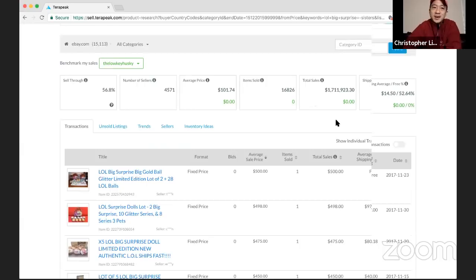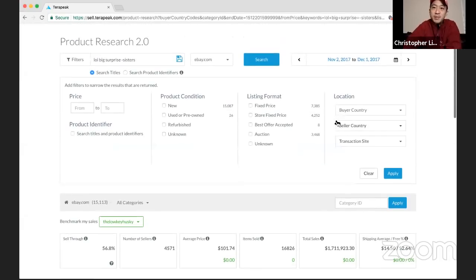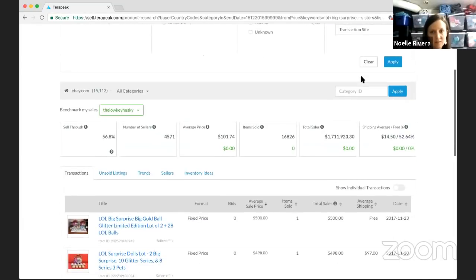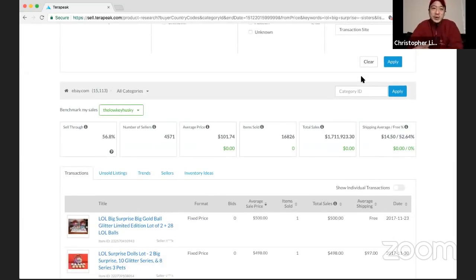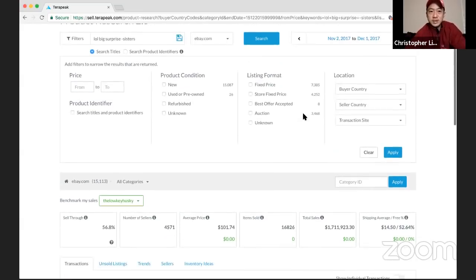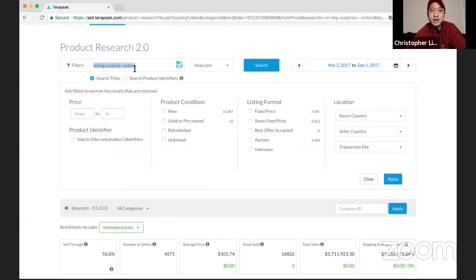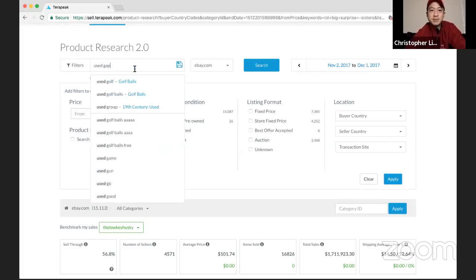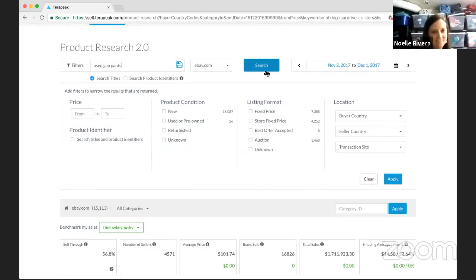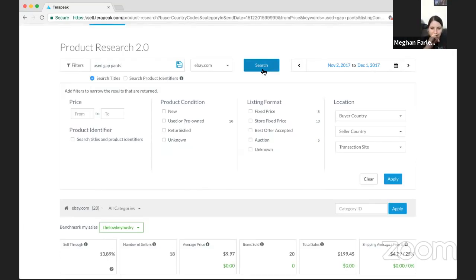1.7 million in sales. What's this time frame? Just in the last month. Holy crap. Okay, so this is really, really strong. Just as a reference, let's look at something that's not popular. Let's go used Gap pants. In the last month, what kind of results are we getting? Millions.